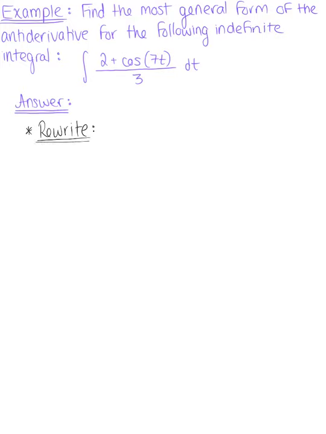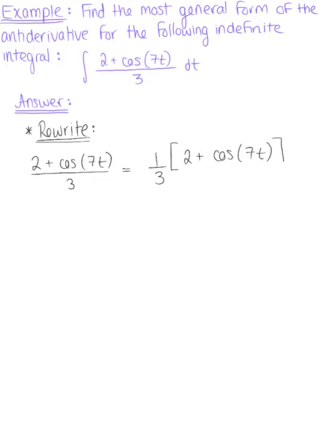So what I'm going to do is simply rewrite the integrand here, this (2 plus cosine of 7t) all divided by 3. I'm going to pull this 1/3 out to the front. So I have 1/3 multiplied by 2 plus cosine of 7t. So now that we have the constant out in front, we're able to recognize the antidifferentiation rules that we need.